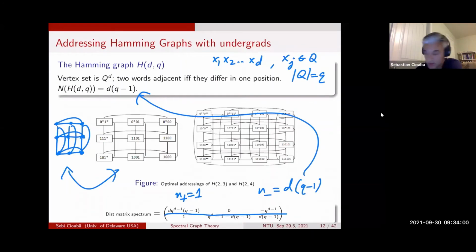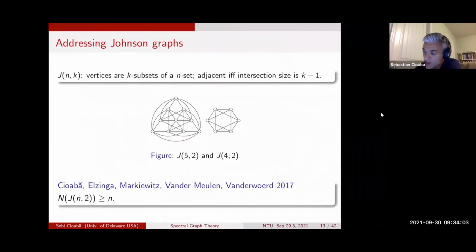Okay, so we did Hamming graphs in that paper. We also looked at the Johnson graphs. Johnson graphs are also a class of graphs that are well studied. We have k-subsets of a set, with two subsets adjacent if their intersection is of size k minus 1. This is J(5,2), the first one. It's the complement of the Petersen graph. The eigenvalue bound gives us n minus 1, but we improved it and we got n. And that was pretty much the progress at that time.